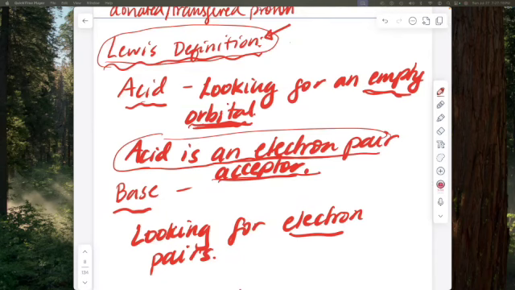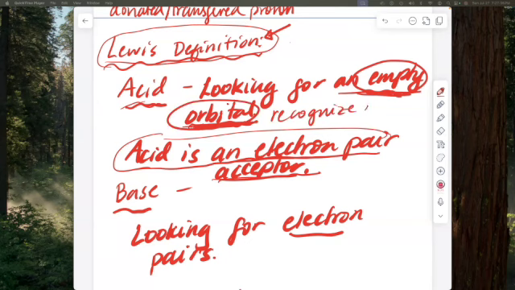From Lewis's definition, an acid tends to have an empty orbital. So when you're trying to identify if something is an acid, what you're looking for is not H plus. The acid here is not defined by the presence or the absence of H plus. We are looking for an empty orbital. So you have to be able to recognize empty orbitals. It's a little tricky because you're recognizing emptiness. You're recognizing missing electron pairs, right? So how do you recognize something that's not there?